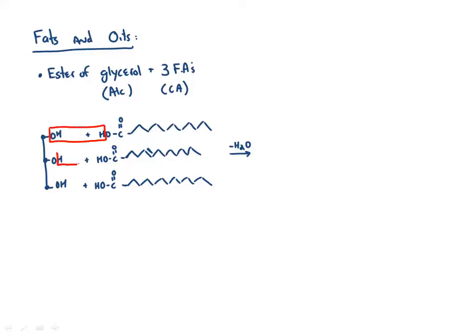Remember, it doesn't really matter which way you think about it, whether the OH comes from the alcohol and the H comes from the carboxylic acid, or the OH comes from the carboxylic acid and the H comes from something else. It's all about the same thing. And so if we connect them all together, then we get a fat or oil, and notice that it really is just a giant ester. And in fact, there's 3 ester groups in it.